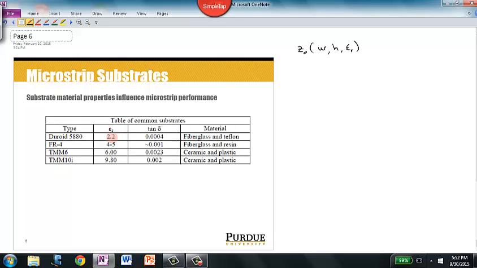You can see that the dielectric material of Duroid is made of fiberglass and Teflon mixed together, and it has a relative electric permittivity of 2.2. And this table is arranged in increasing dielectric constant here. By increasing this relative permittivity, or increasing dielectric constant, the propagation velocity of the wave along the transmission line is going to decrease, meaning the wave is going to physically travel a little bit slower.